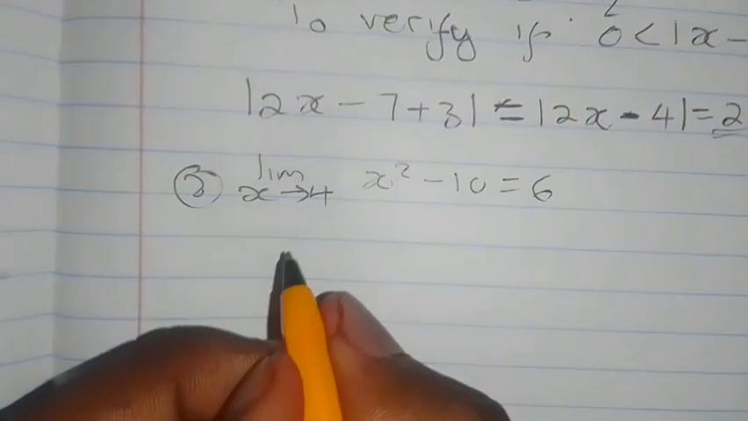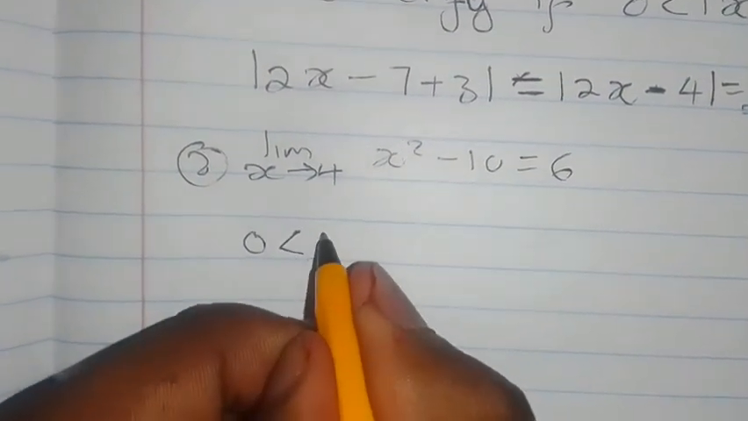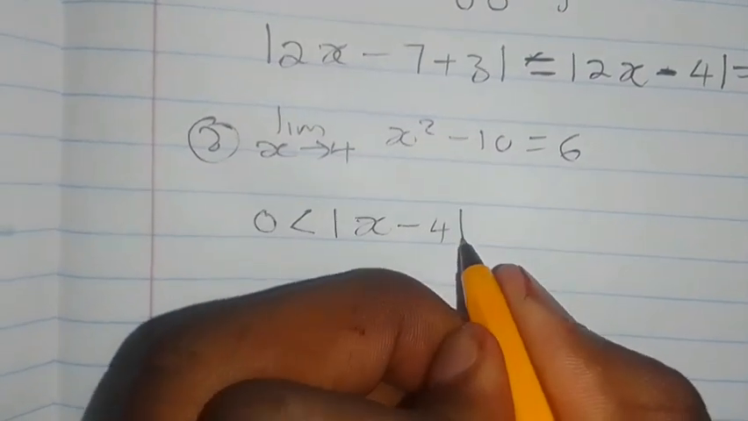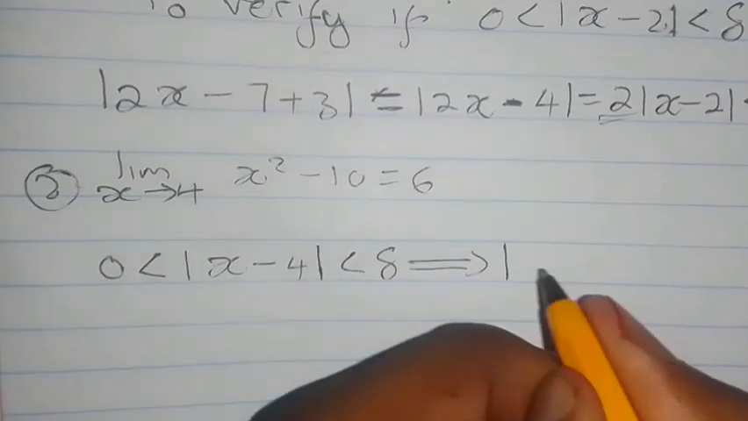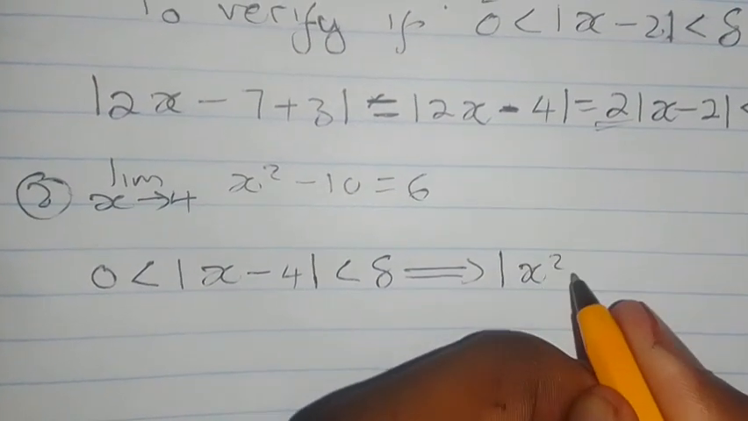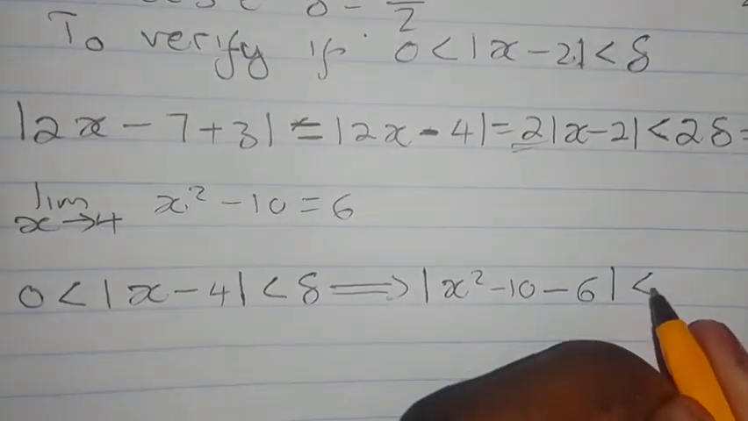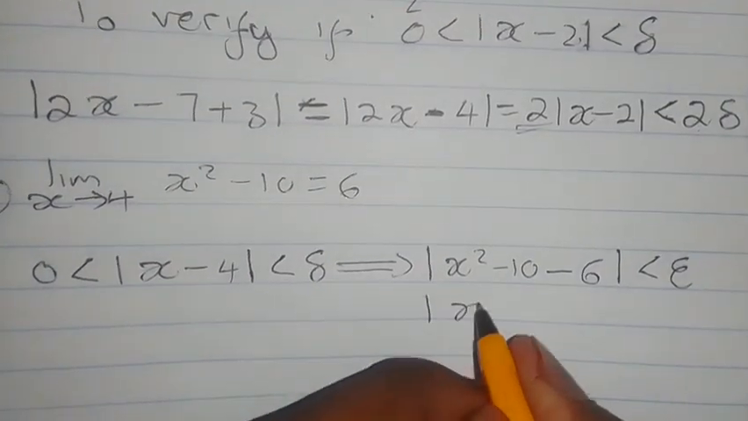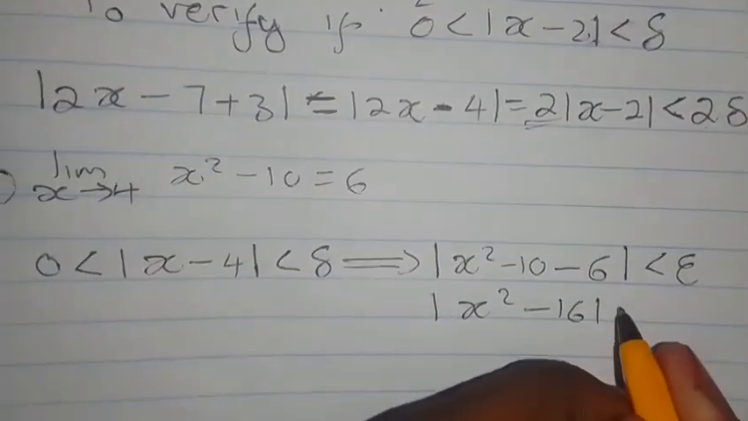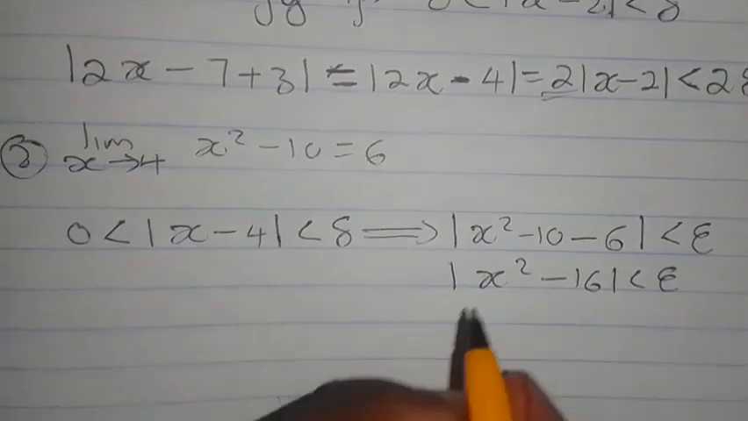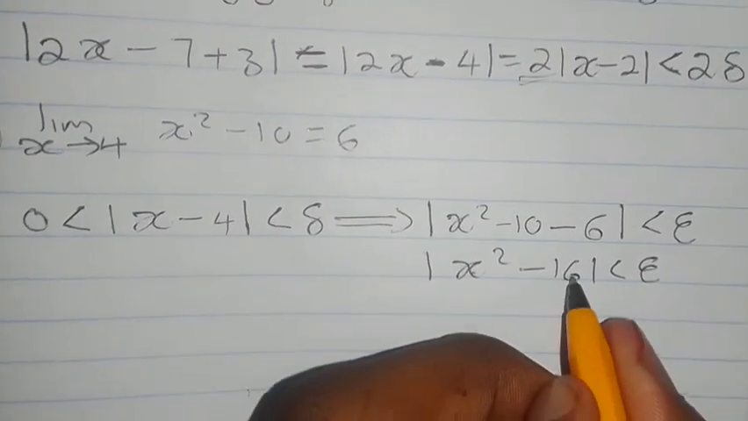Now I said the first thing you write is this statement, then you plug in, but I'm just not going to write it. But whenever you do your proofs, write them. Then you have the absolute value of x minus 4 less than delta. This will imply that the absolute value of f of x, which is x squared minus 10, minus the limit value, which is 6, is less than epsilon. So let's look at this. If you simplify that, we have x squared minus 16.